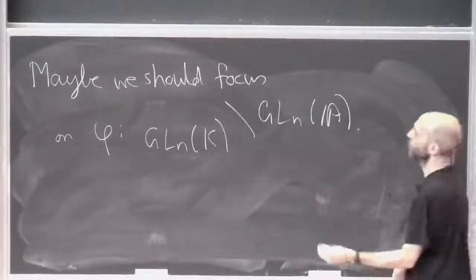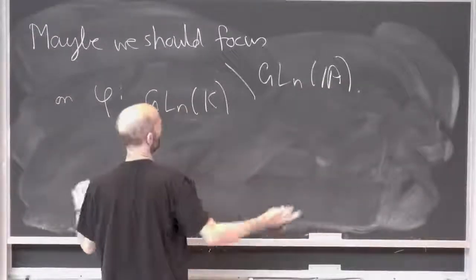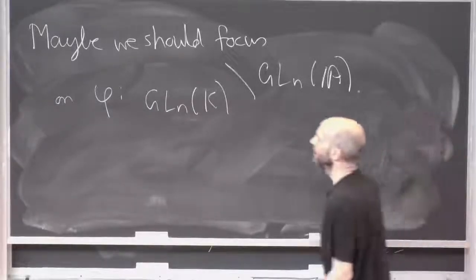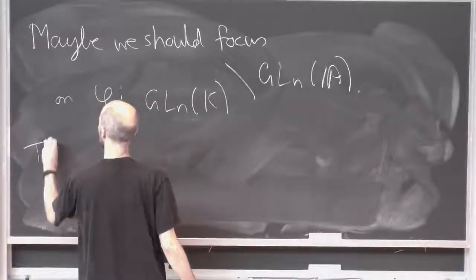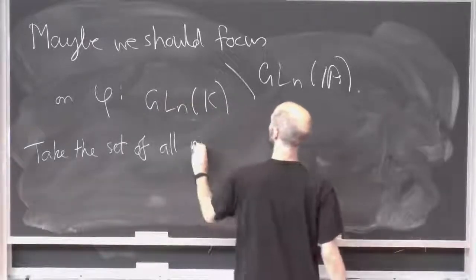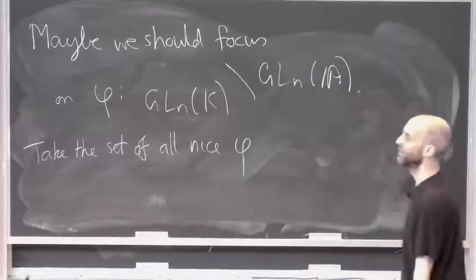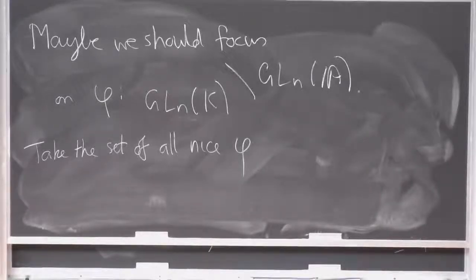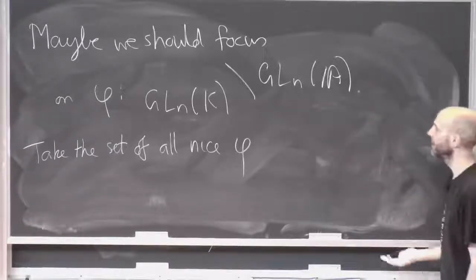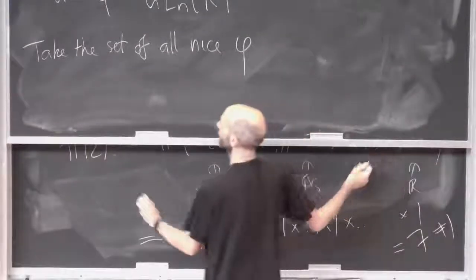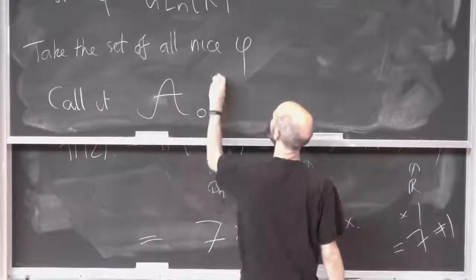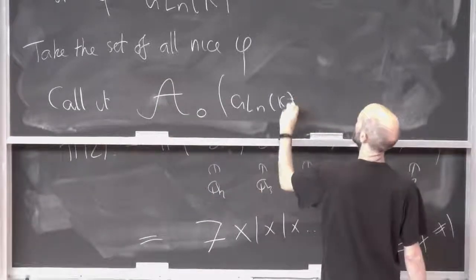Okay? So we're going to take all such phi with some properties, right? I don't know, let's not even worry about the properties. They better be differentiable or something. So let's take the set of all nice phi, right? Who knows what nice means? There's some infinite stuff here, so I maybe have to say they're differentiable or something. Let's take the set of all nice phi, and let's just call it, I don't know, curly A0 of GLN of K over GLN of AK.